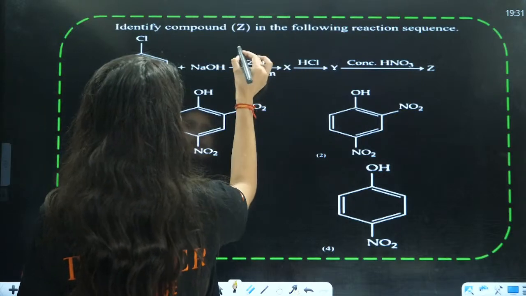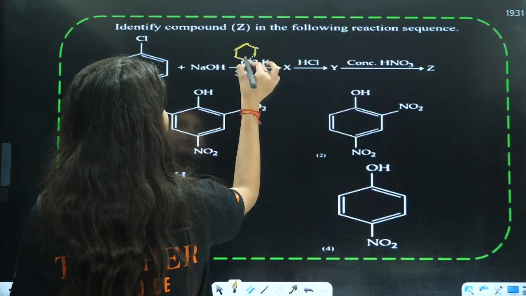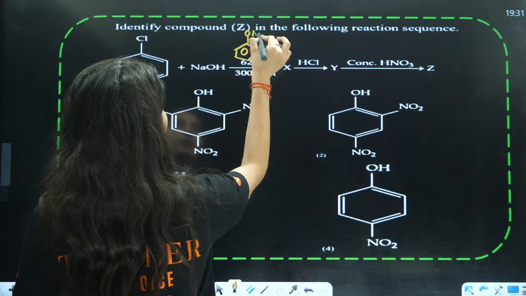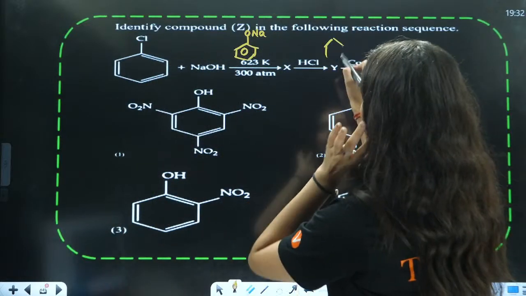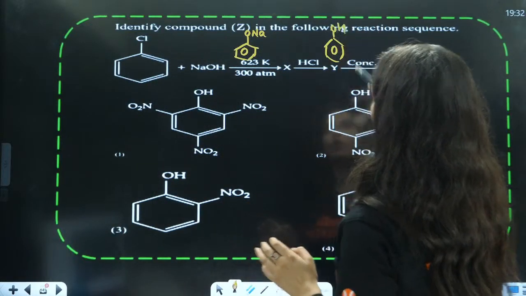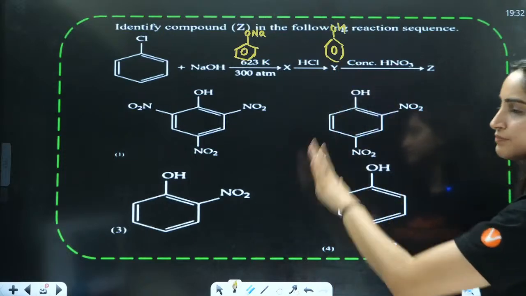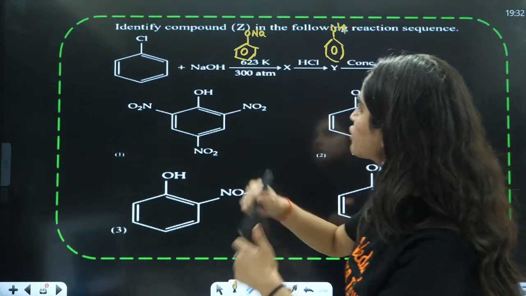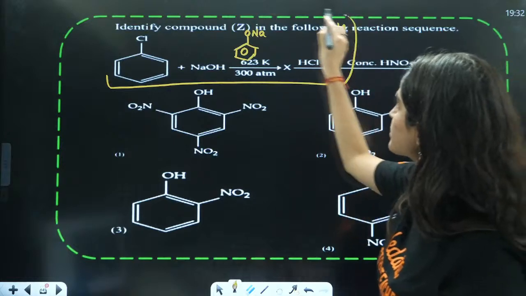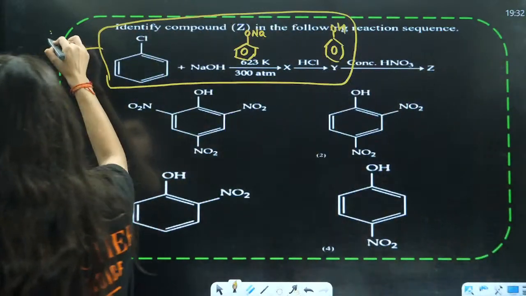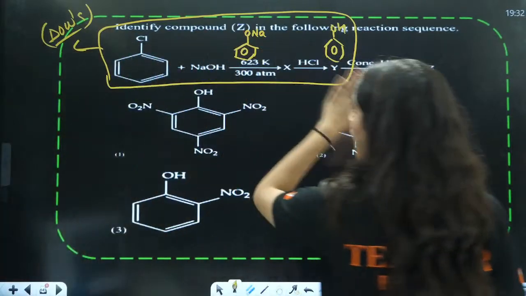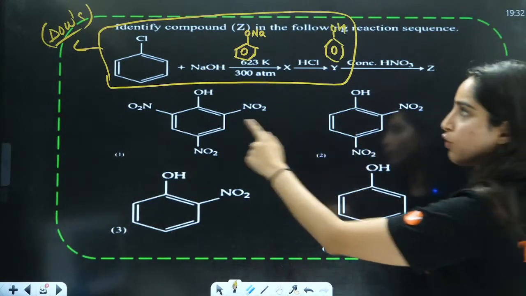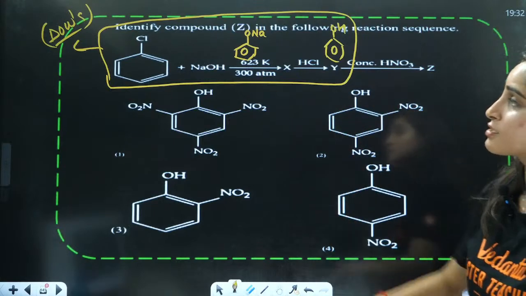So it is going to give you this thing, ONa. After reacting this with HCl, it is going to form phenol. Now this phenol, basically what happened, this whole process is the Dow's process. This is the Dow's process, right? They have given you the Dow's process over here.